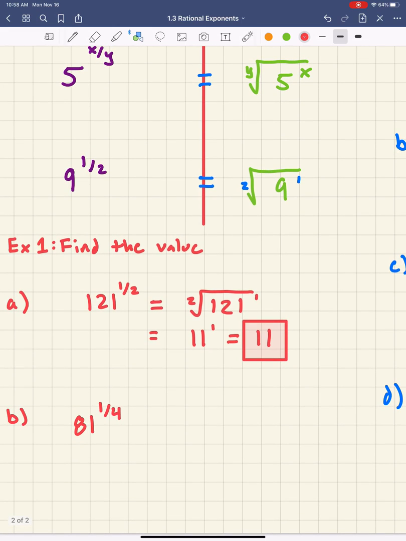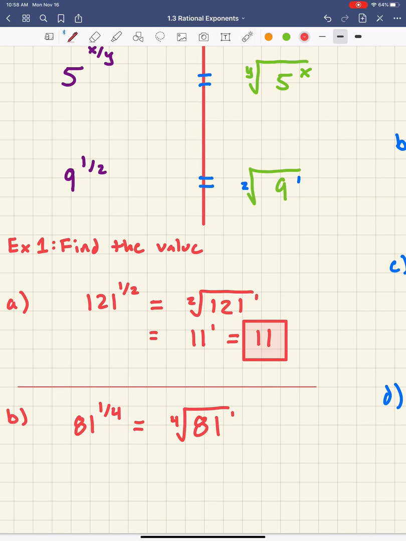All right, moving to the next one below. We've got 81 to the 1/4 power. Using that pattern to turn this into radical form, this becomes the 4th root of 81 to the 1st power. Hopefully we're getting a hold of that pattern there, noticing that the denominator becomes the root.